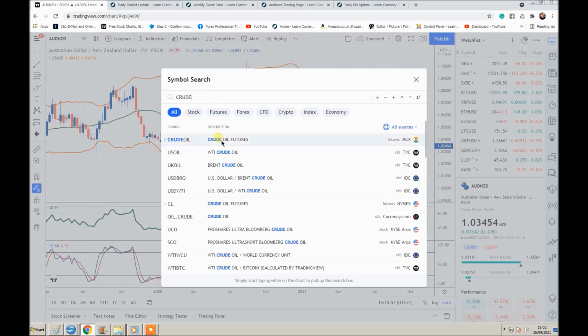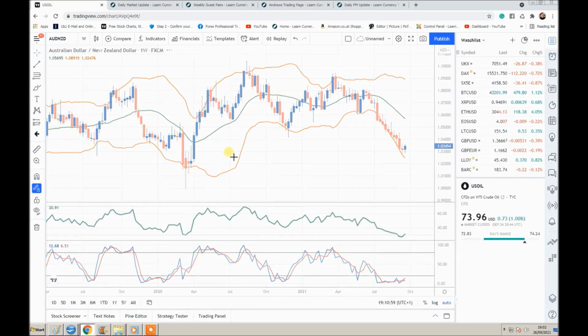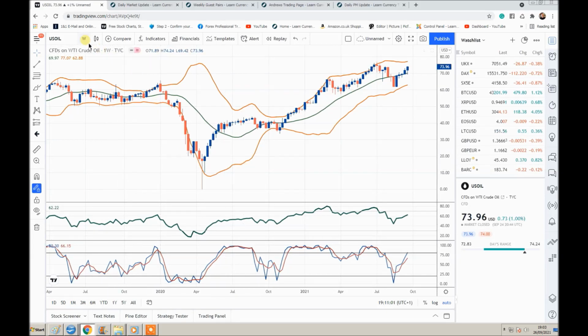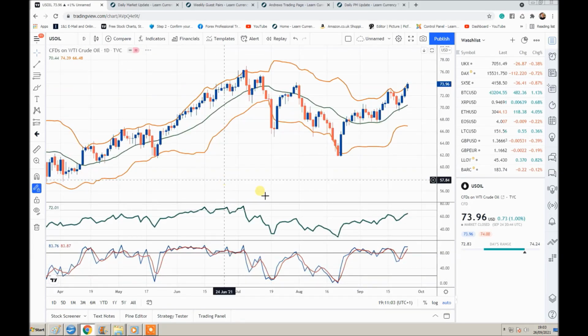Sorry, let me just get it. Crude oil. So it's the weekly chart on the daily. Crude oil really bounced up, okay, at 72. 74, I should say. We're not too far away from chart highs over here. I just don't think we can get there.